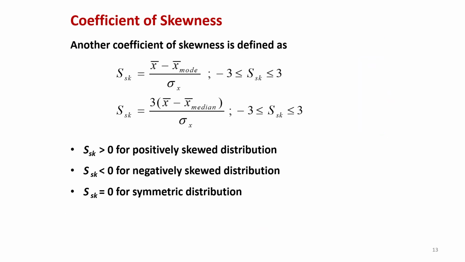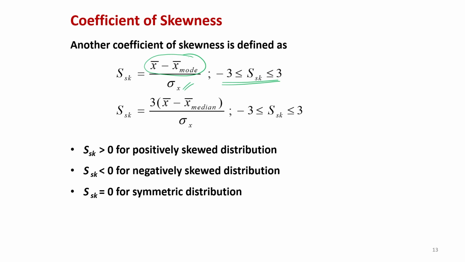So, there is one more coefficient of skewness, which is defined here as sample based moment, like here x bar minus x bar mode. That means you try to take the difference of x bar and x bar mode and divide by sigma x. So, this value will actually lie between -3 and +3.